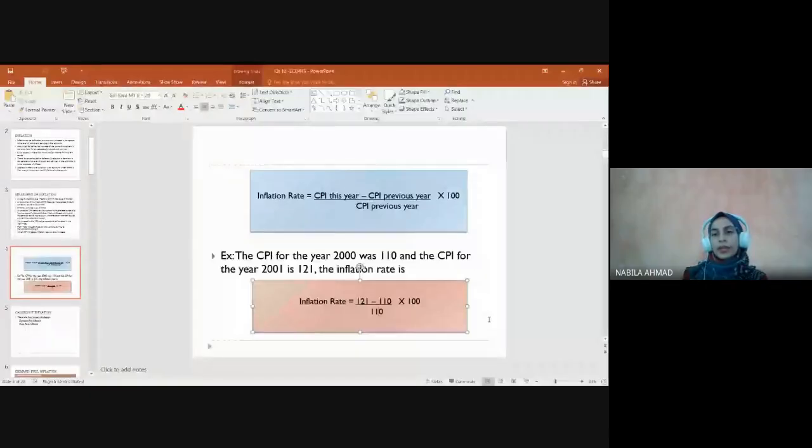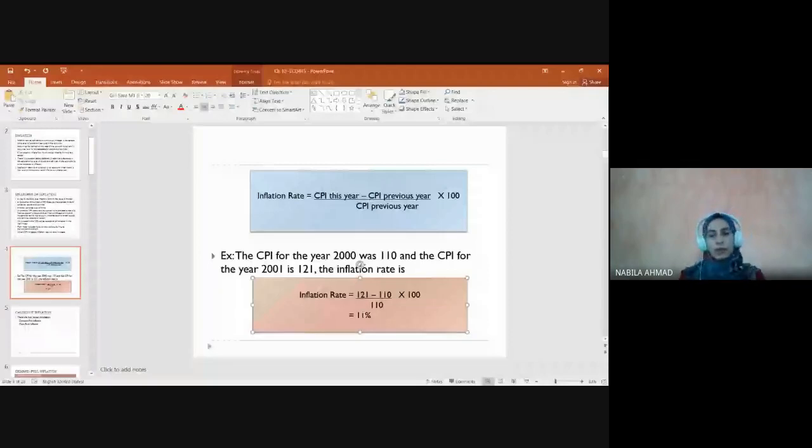Okay, so basically inflation rate ni, inflation rate dia tidak boleh melebihi daripada 3%. Kalau dia melebihi daripada 3%, maknanya harga barang tu naik terlampau tinggi dalam negara. So dia tak boleh lah, ya, tak boleh lah, right?